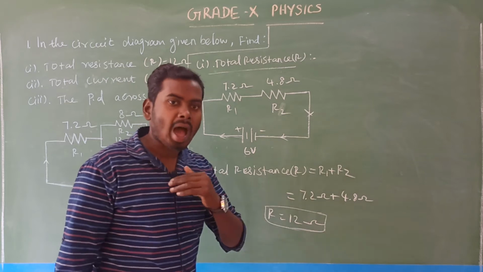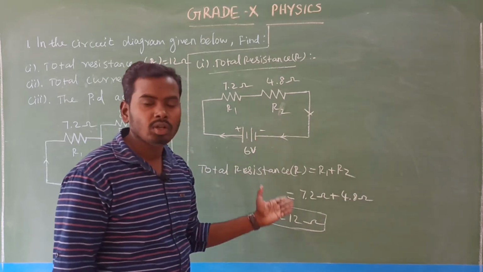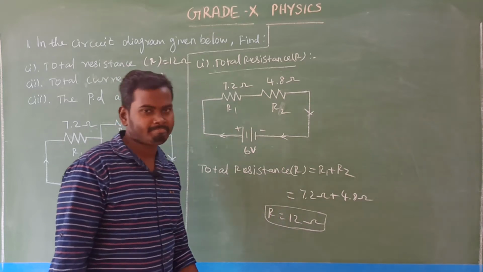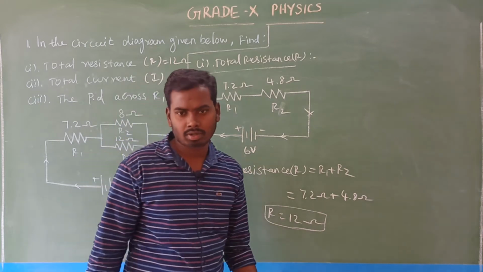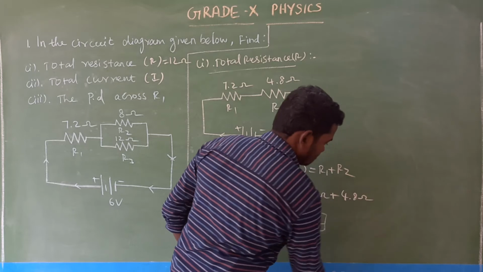So you just add all the values connected in series, then we can get the total resistance value. That value is equal to 12 ohm. That's all. Is there any difficulty? Nothing, very simple. That's all, students.